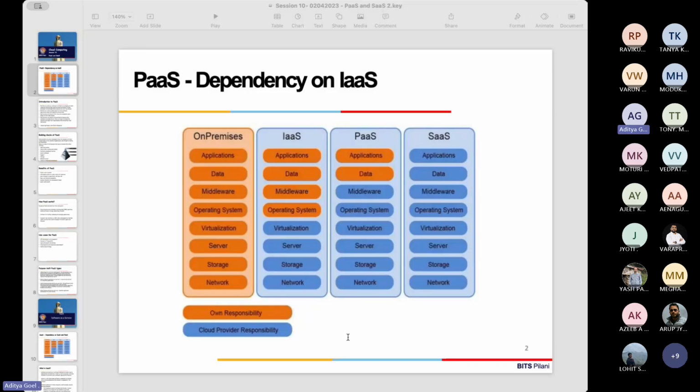Now, what does platform as a service allow users to do? It helps to create software which is hosted on the cloud, and this software would be used by the end users over the internet using a simple web browser.